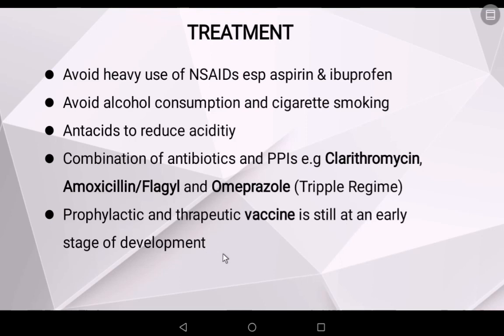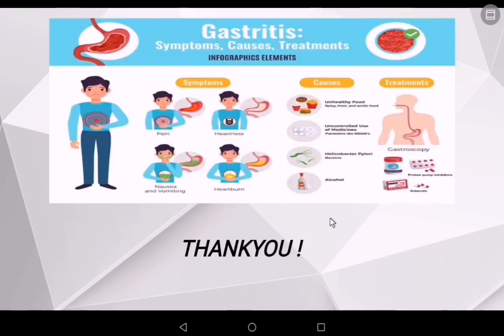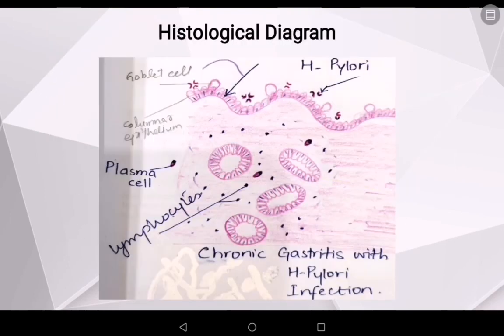Prophylactic and therapeutic vaccines are still at an early stage of development, and might be developed in the future. So this is a picture showing a summary of all the features related to gastritis. This concludes our practical on chronic gastritis. You have to draw this histological diagram in your practical notebooks for the attendance.